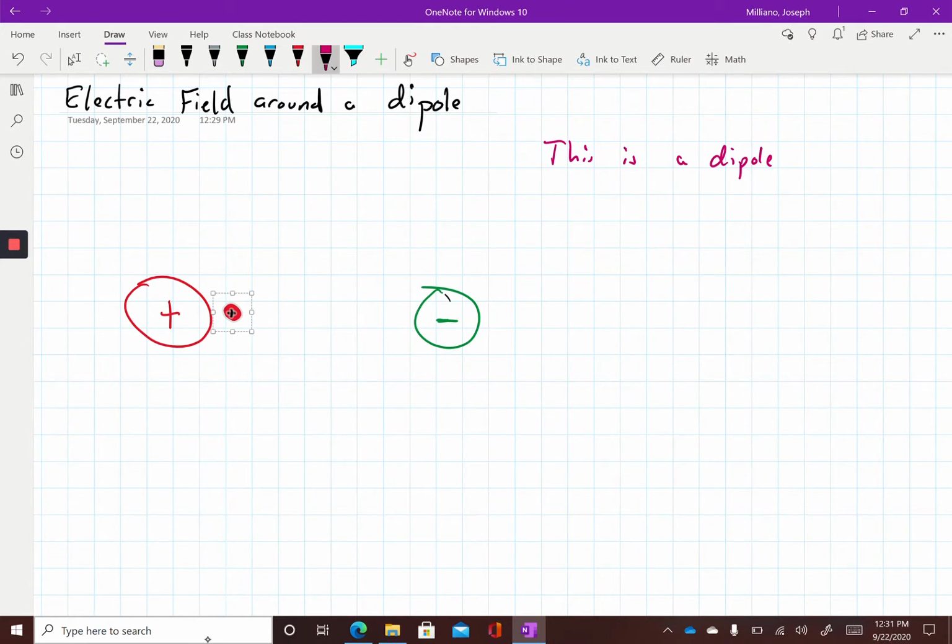It would be repelled by this positive charge and attracted to this negative charge and would accelerate to the right in that direction. And so one field line around this dipole arrangement would go from positive to negative.